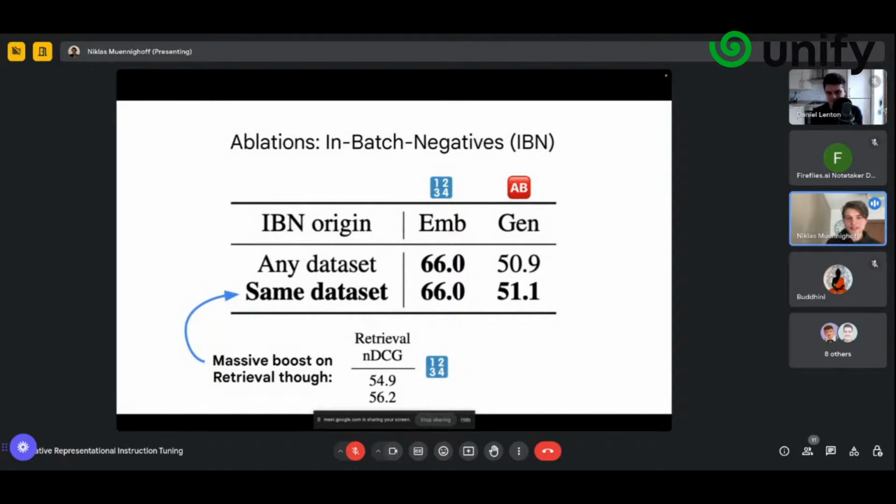Cool, and the next ablation, so I'm just running through ablations here, but if anyone has a question, feel free to interrupt. Yeah, not many ablations left.